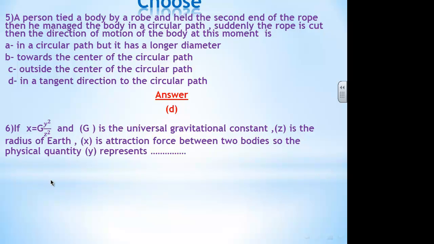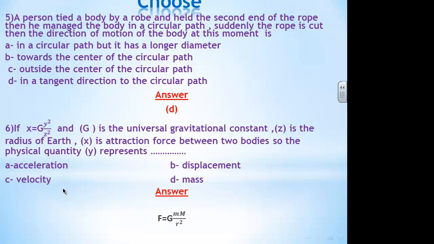6. F x equals G y square over z square, and G is the universal gravitational constant. Z is the radius of Earth. X is the attraction force between two bodies. So the physical quantity Y represents: A. acceleration, B. displacement, C. velocity, D. mass. Answer: F equals G m m over r square. So answer number D. F is X and Z is R. So Y will be M.